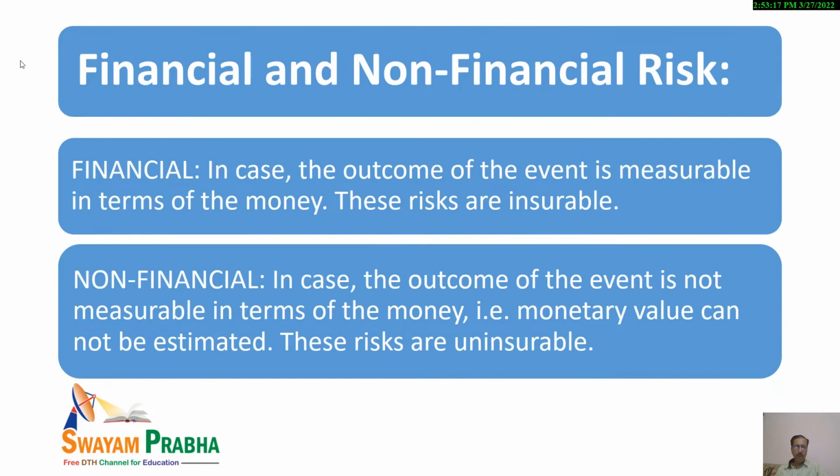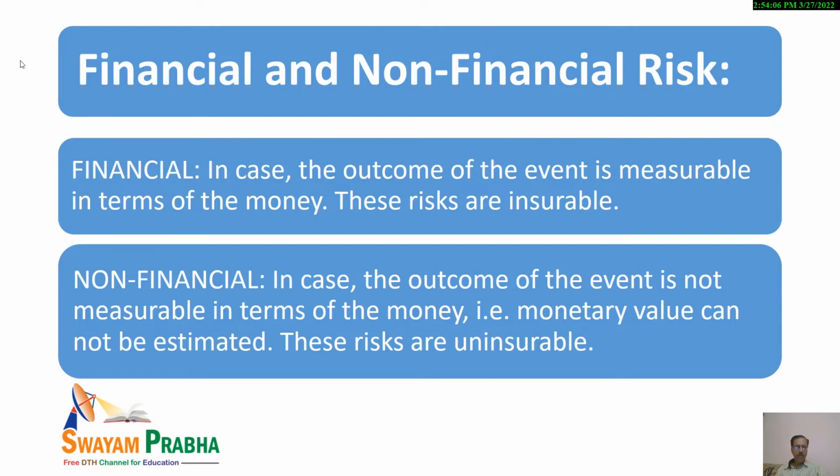Now, financial risk and non-financial risk. It is very simple. In case the outcome of the event is measurable, we are able to ascertain the outcome of the event in terms of money, then it will be known as financial risk, and insurance is available as far as financial risks are concerned. Insurance companies are ready to cover such kind of risk, as we are able to measure the quantum of loss, the amount of a particular loss. As I have given you the example of fire in the factory, that can be measured and ascertained, and that is why it is insurable.